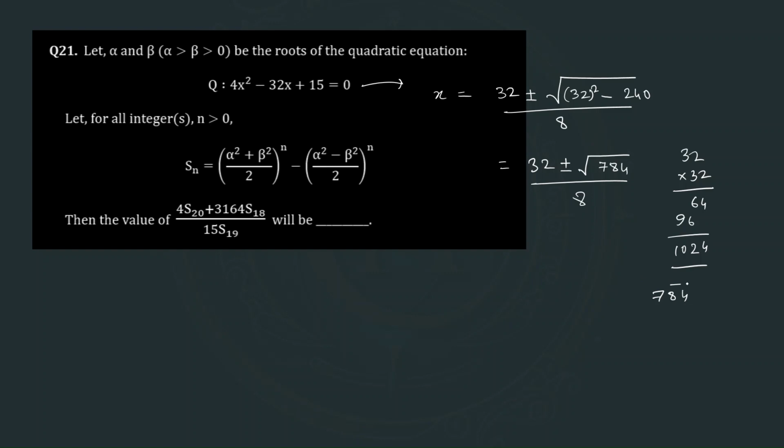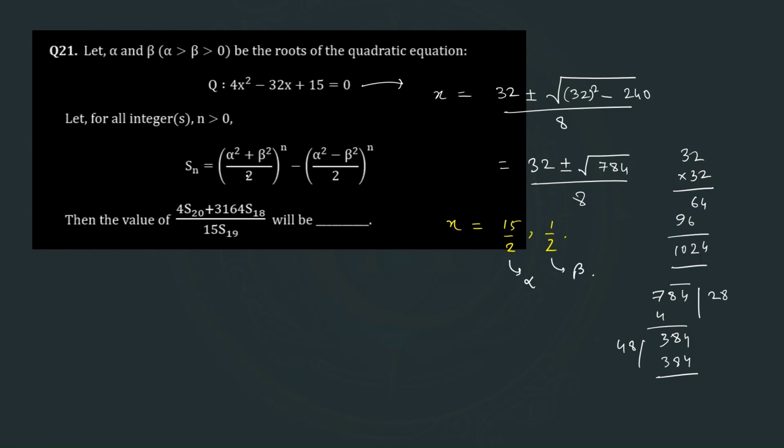Now 784, we can calculate the square root by this method. So it comes out to be 28. That means the roots are 32 plus 28 divided by 8, which is 15 by 2, and the other root is 32 minus 28 divided by 8, so half. So we can say that this is our alpha and this is our beta.